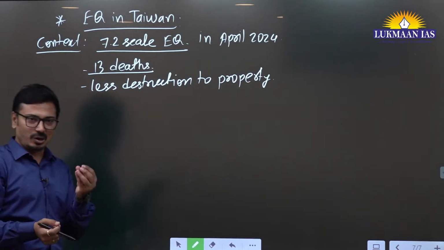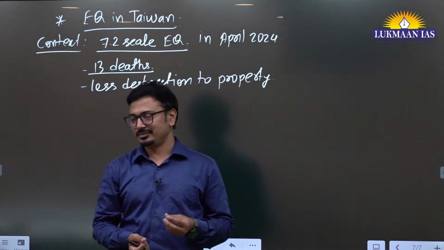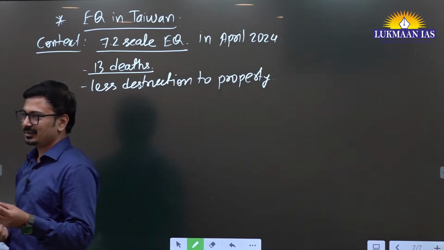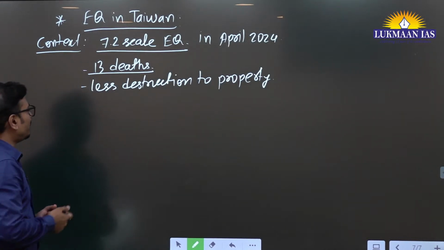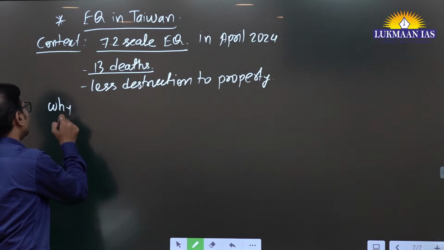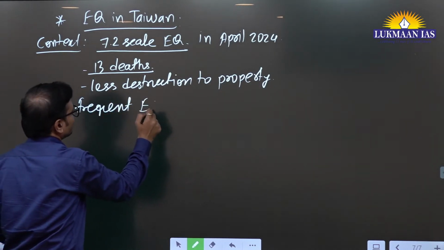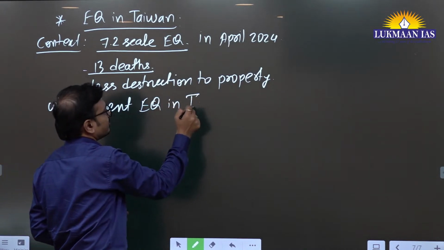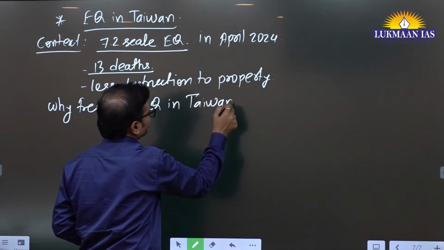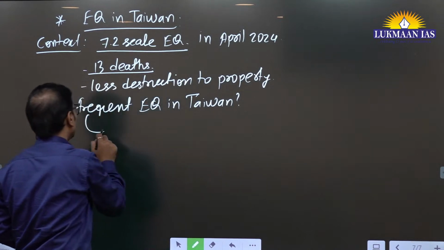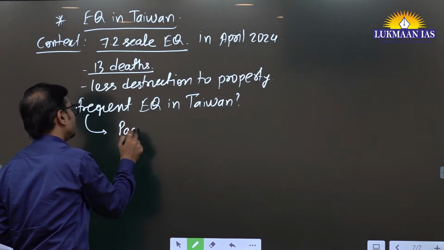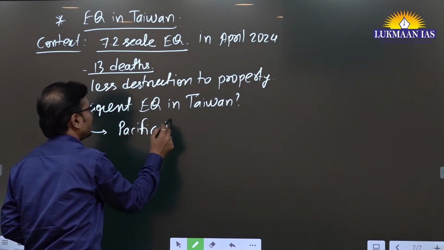Taiwan is a very small island nation in the South China Sea, right? And why are there frequent earthquakes there in Taiwan? Geography. It is located on the Pacific Ring of Fire.